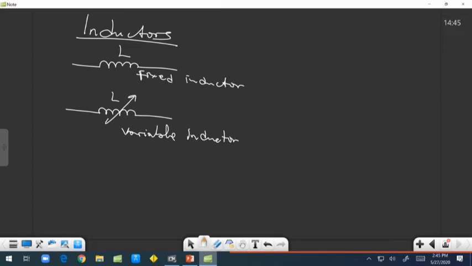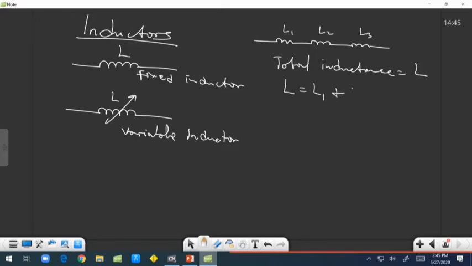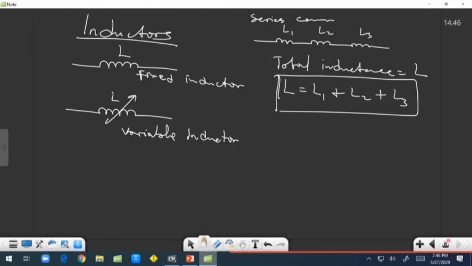So you can have them in series and parallel. When you have two or more inductors in series, L1, L2, L3, the total inductance in the circuit is given as what? L, and that L is given as L1 plus L2 plus L3. That is for the series connection of inductors.